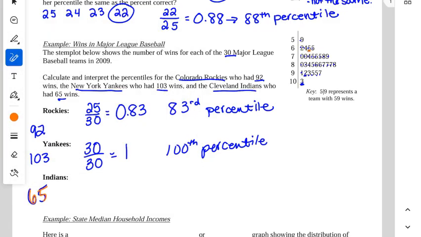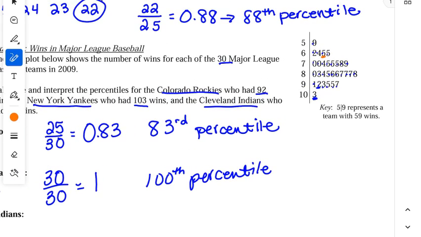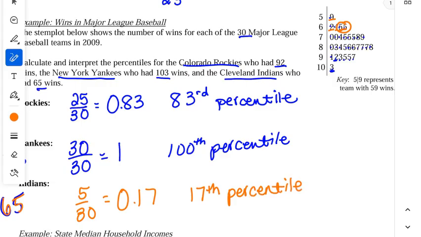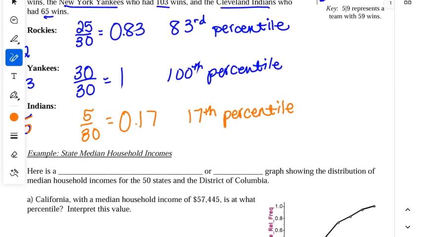The Indians, it says it's 65. I'll do a different color. So where's 65? It's here, at or below. So 1, 2, 3, 4. Oh, 5. We're going to go 5 because these are the same, at or below. So I'm going to go 5 out of 30. 0.17, which is the 17th percentile.